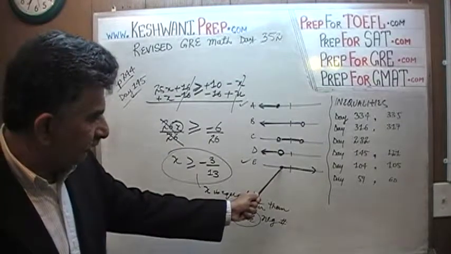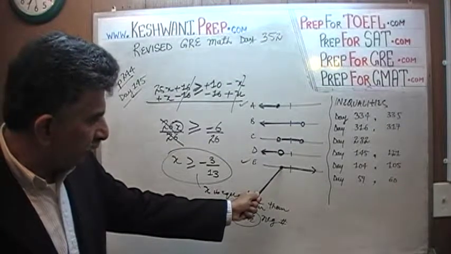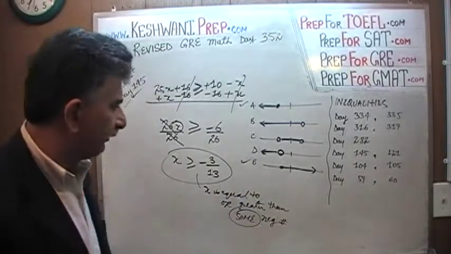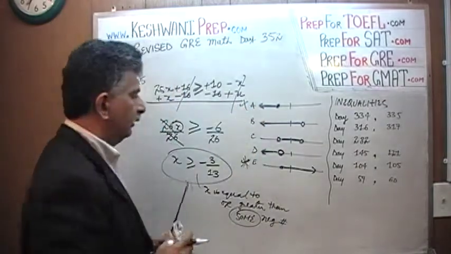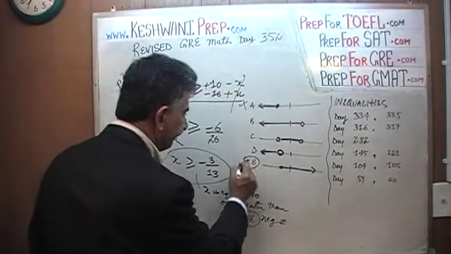So it's going to start from here. This is some negative number. It's going to be equal to or greater than that quantity, and then go on like this. The answer is E. This answer was wrong. The answer here is E.